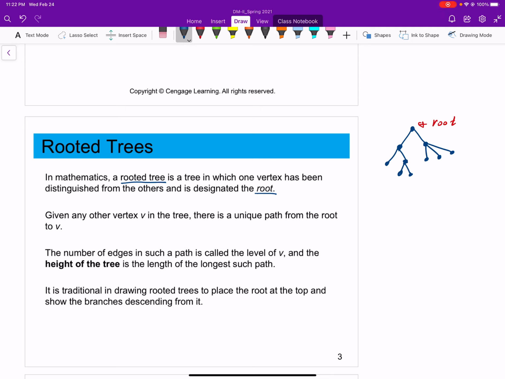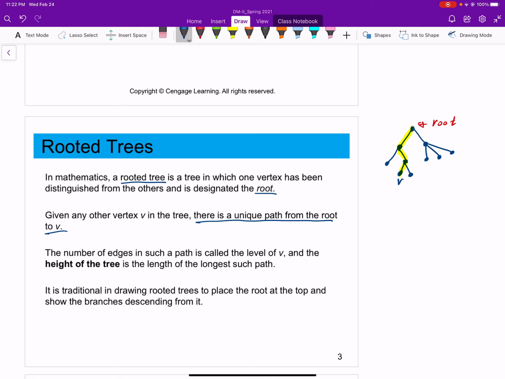Given any other vertex V in the tree, there's a unique path from the root to V. Let's say there's a vertex V in this tree. There should be a specific path to V from the root, and that path can be given like that. There's a unique path from the root to V.